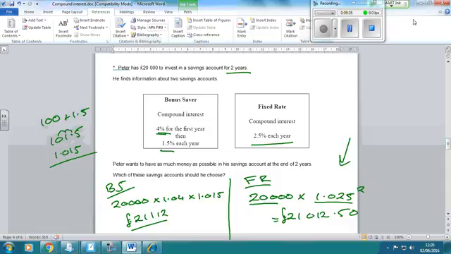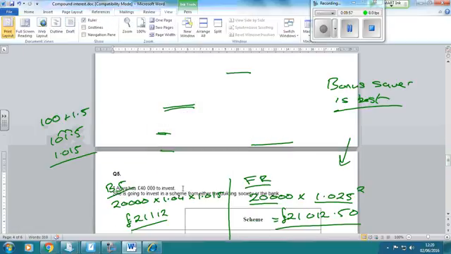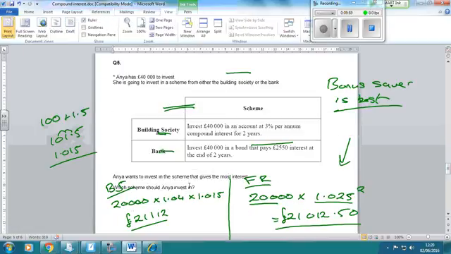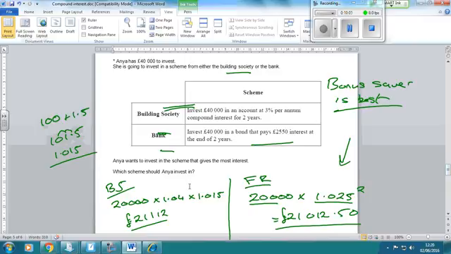So we have a look. This one is £21,112, £21,012.50. So the bonus saver, that is the one that we choose. And we have to say afterwards, bonus saver, we didn't do this in the last question, which is a little bit naughty, is best. Okay, let's do it again.